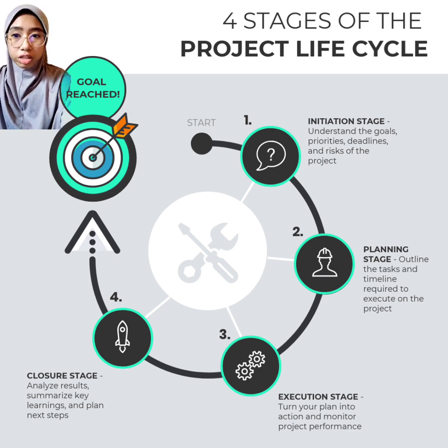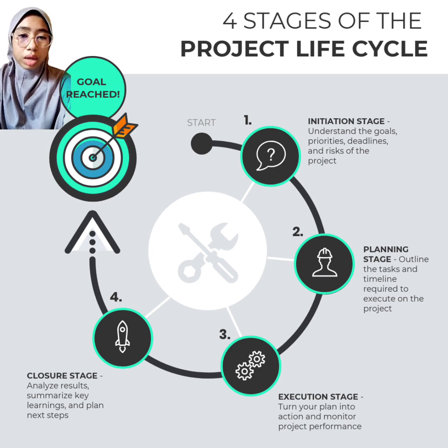There are four stages of the project life cycle. The first stage is the initiation stage. It is to understand the goals, priorities, deadline, and the risk of the project. The second stage is the planning stage. It is the outline, the tasks, and the timeline required to execute the project. The third stage is the execution stage.